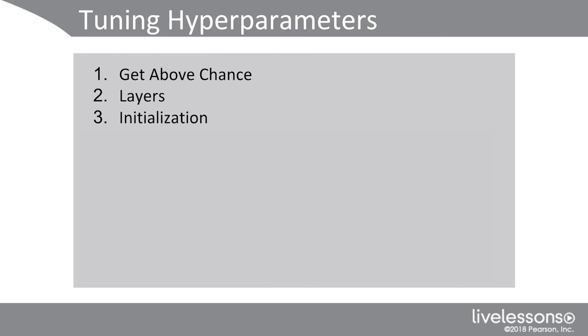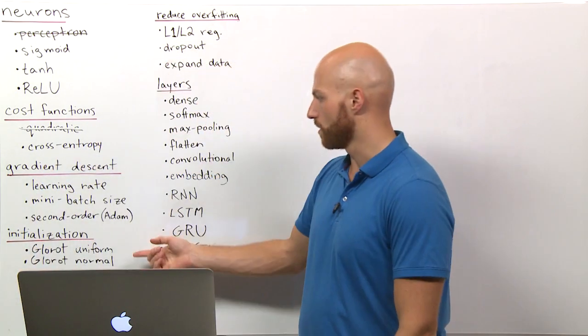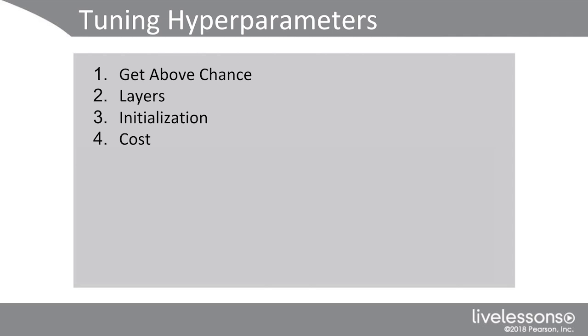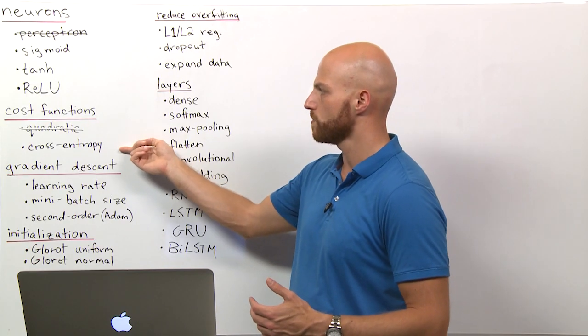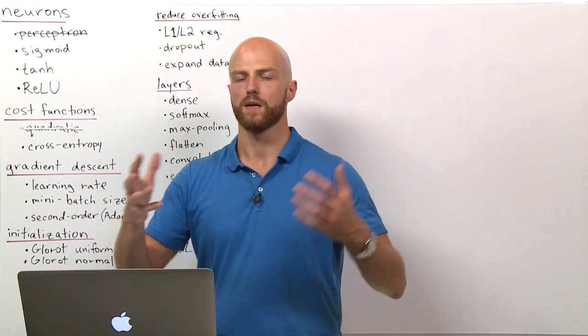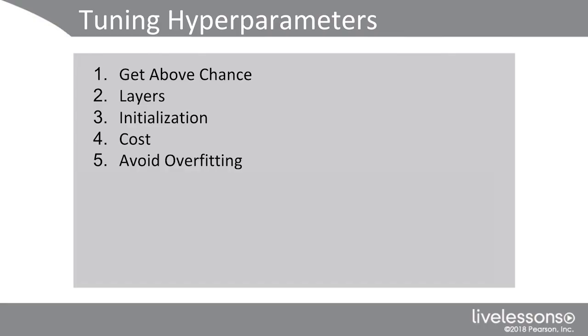It's important to initialize your network properly. You want to be using either Glorot uniform or Glorot normal. You want to be considerate with your cost, probably using cross entropy, binary or categorical if you're solving a two-class or a multi-class problem, for example. You want to avoid overfitting in your network, so adding in regularization, playing around with the dropout and the proportion of neurons that you're dropping out, expanding your data set, even artificially if you can.